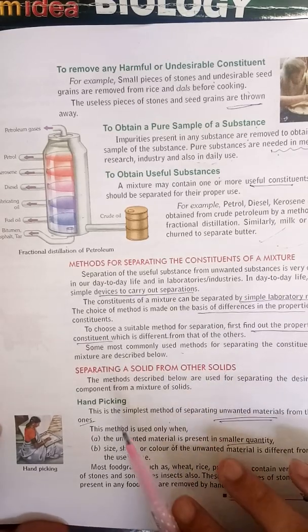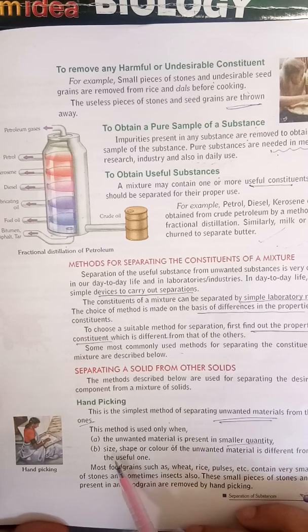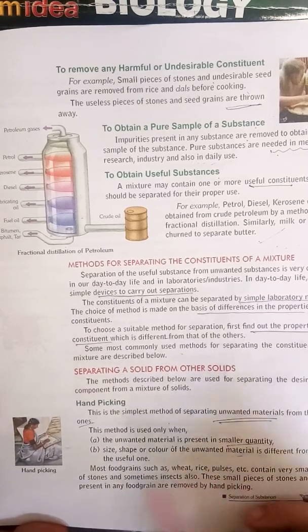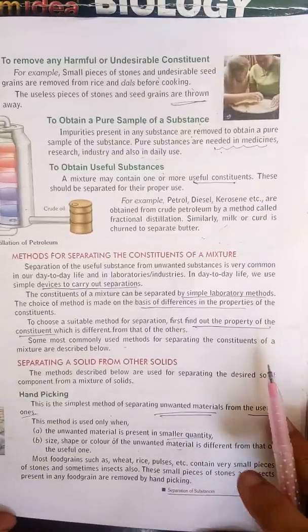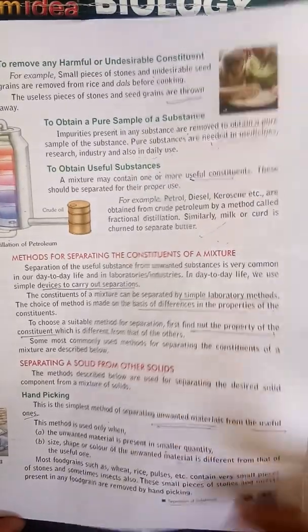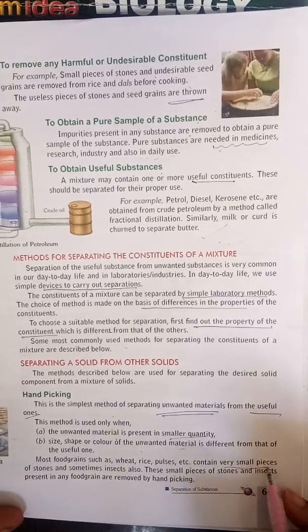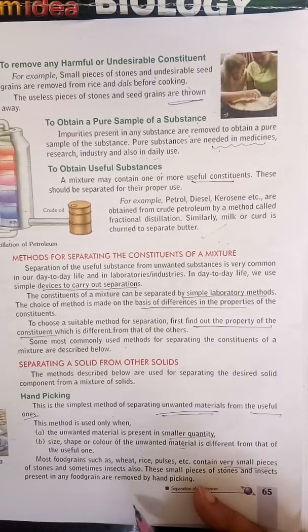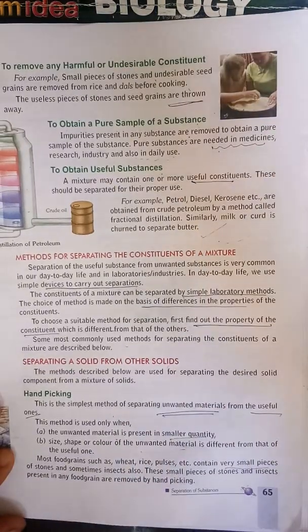And the hand picking method is used in those places where the unwanted substance has different size, shape and color. Okay, examples of food grains which we can separate are wheat, rice, pulses, because they contain small pieces of stones, sometimes insects, so these can be removed by the hand picking method.